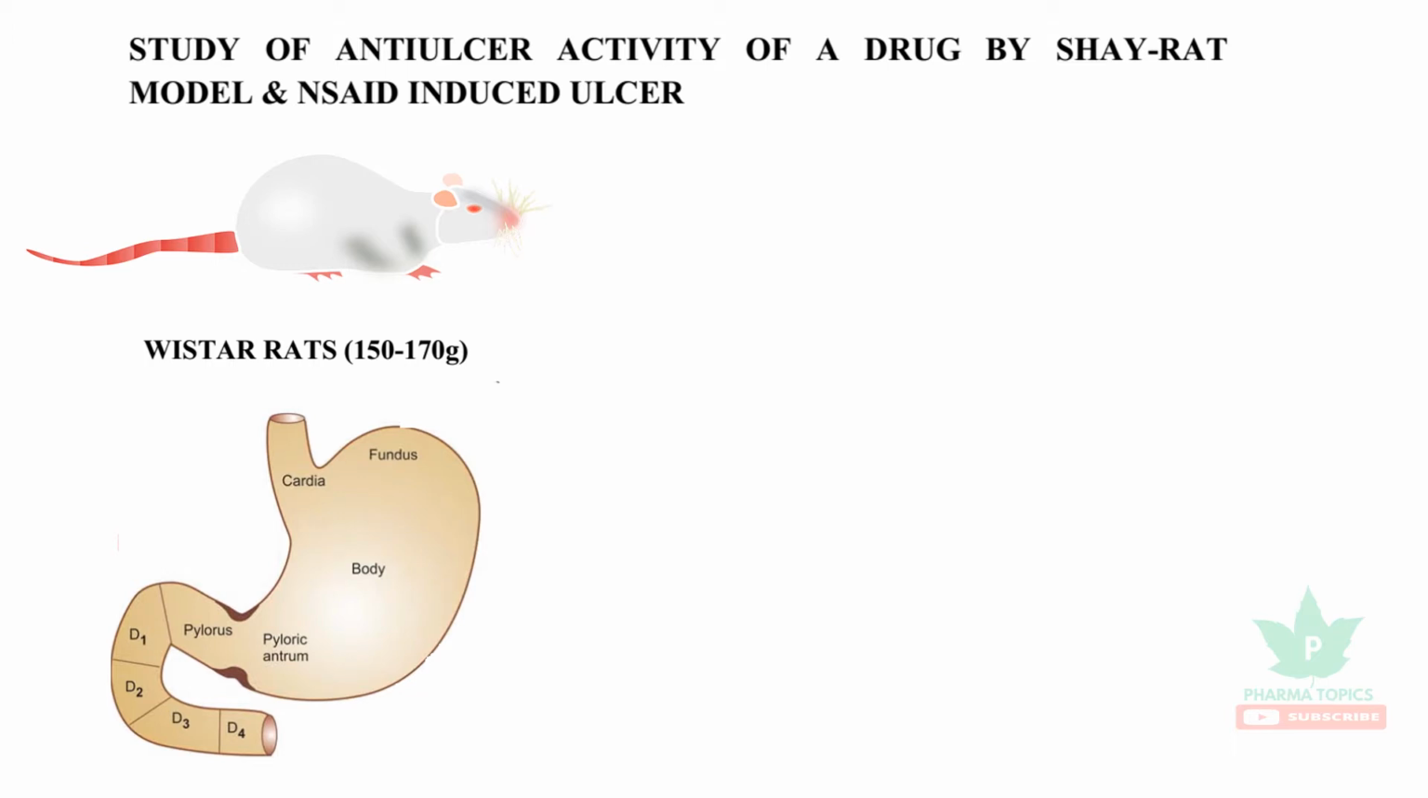You can see in the stomach the pyloric portion. The pyloric portion is tied up temporarily for some period of time, and this creates ulcer in that model, which is called the Shay-rat model. So let us see the procedure.